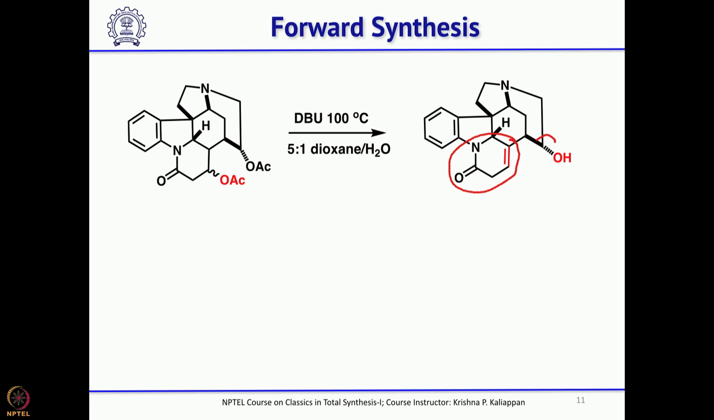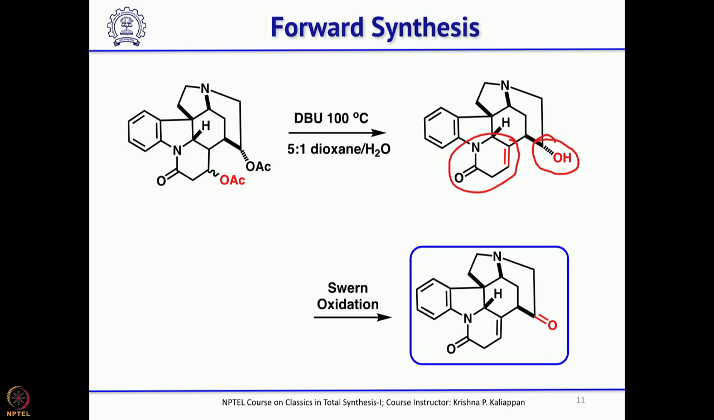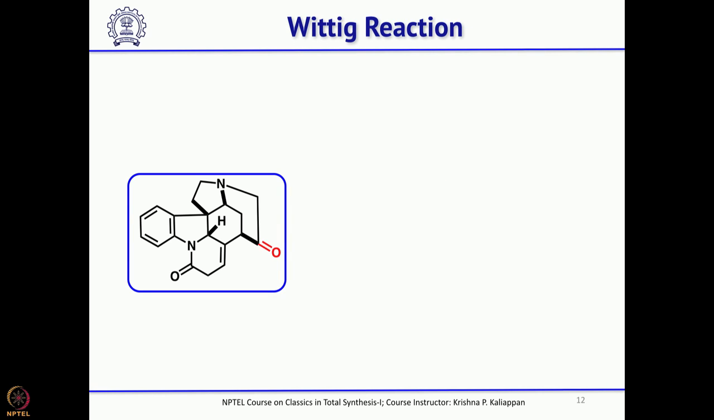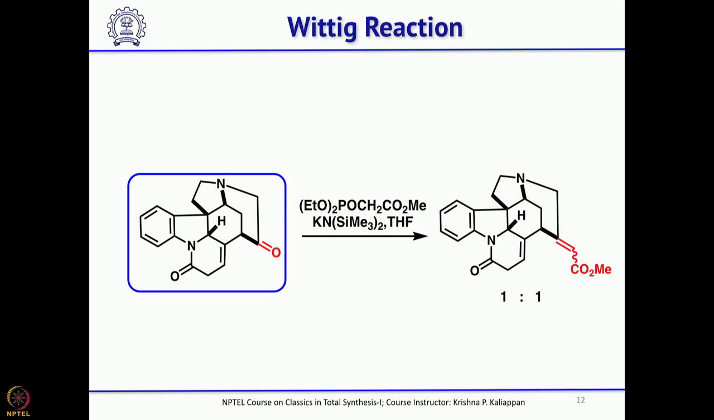Now what you need is you have to homologate this. You have to oxidize this hydroxyl and do the homologation. So how will you do it? First you oxidize with Swern conditions to get the ketone, then you do the Wittig reaction. When you do the stabilized Wittig, you get the corresponding alpha beta unsaturated ester, both E and Z in 1:1 ratio.